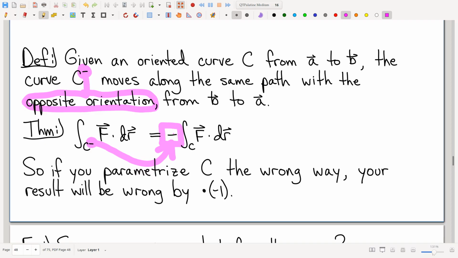That reasonable? Everybody happy with that? Okay.